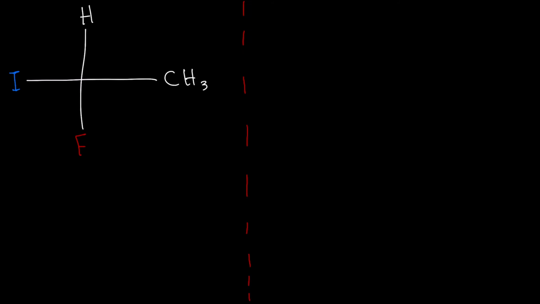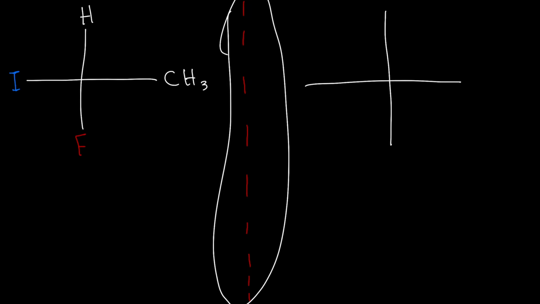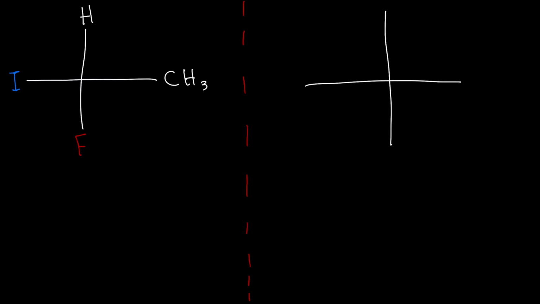If we were to draw the enantiomer of this Fisher projection, we would simply draw the same compound on the left side. However, imagine the red barrier here as being a mirror. So the left and right sides would be shifted, but then the bottom and the top stay the same. So these two compounds would be enantiomers of one another.